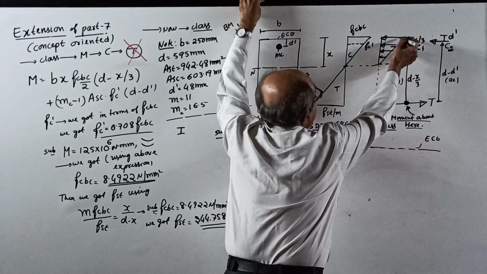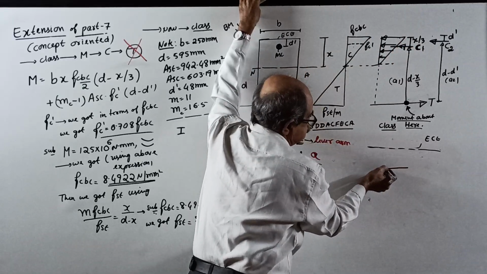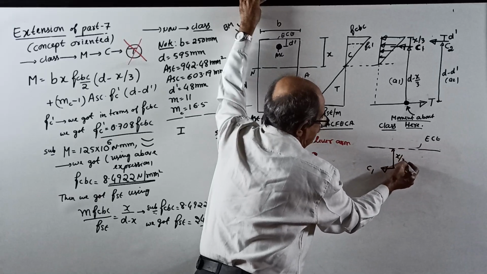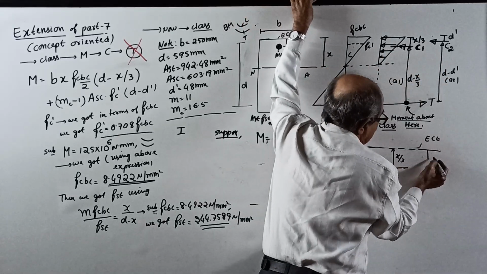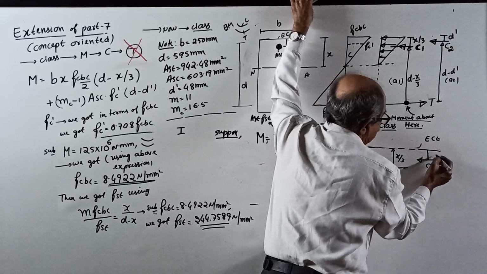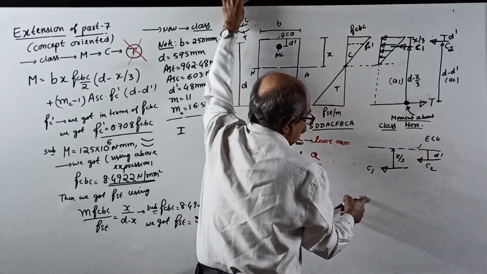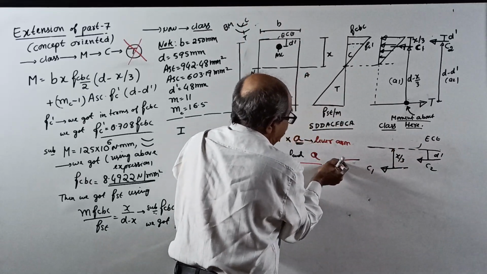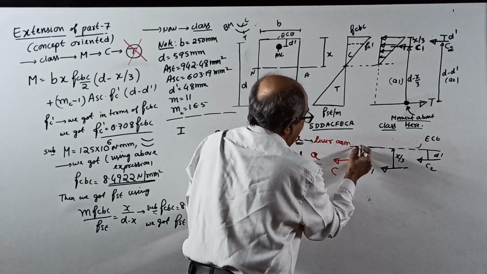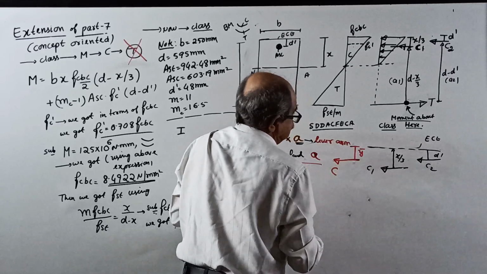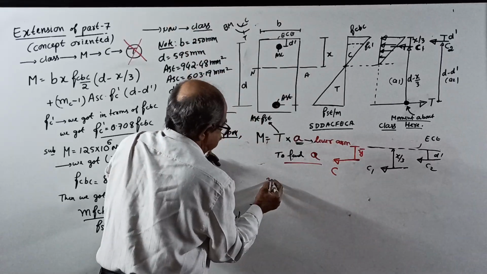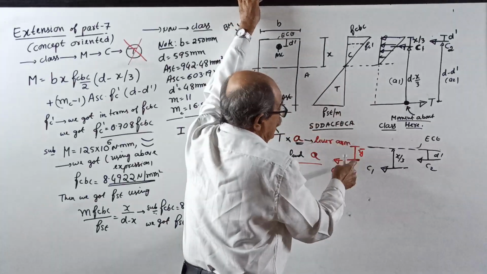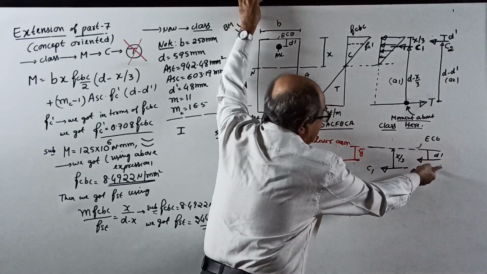You come down by x by 3. You get one force, C1. This distance is x by 3. Come down by d dash. You get C2, that is distance d dash. So for these two, you write somewhere here, the resultant is here, C. Remember, from here, let it be y bar.